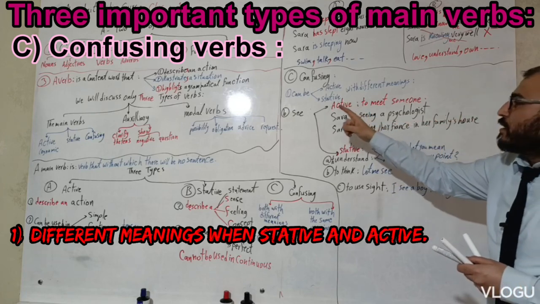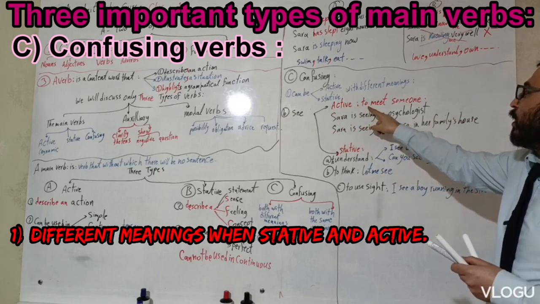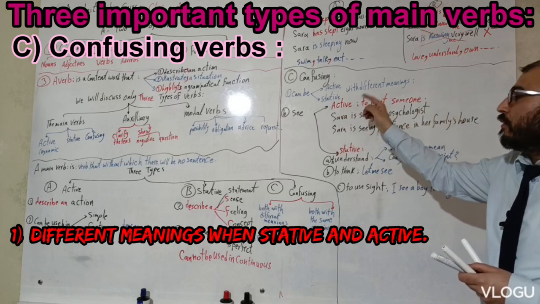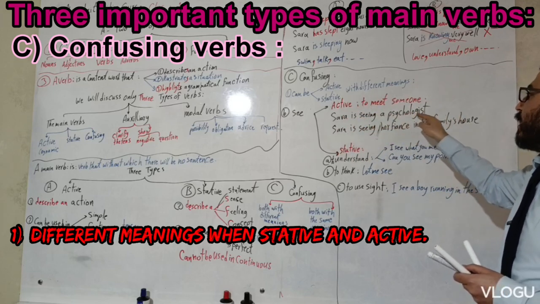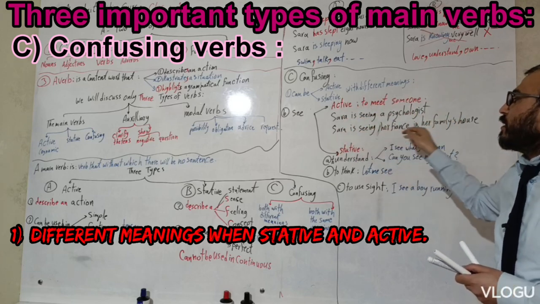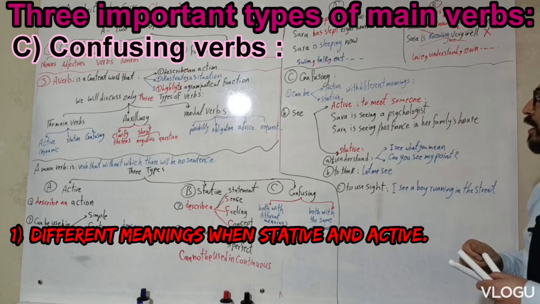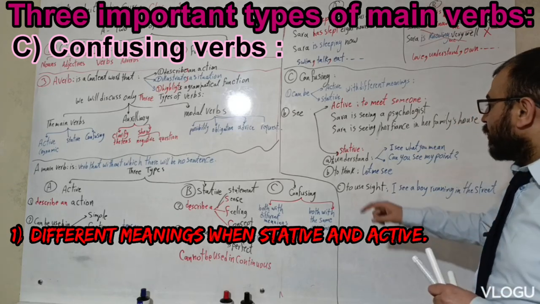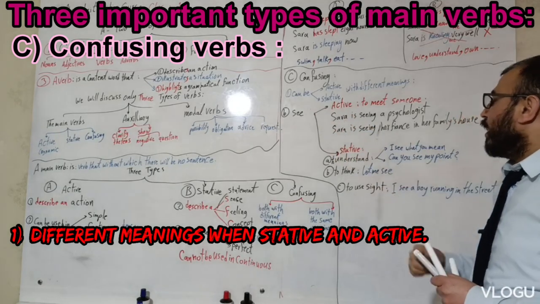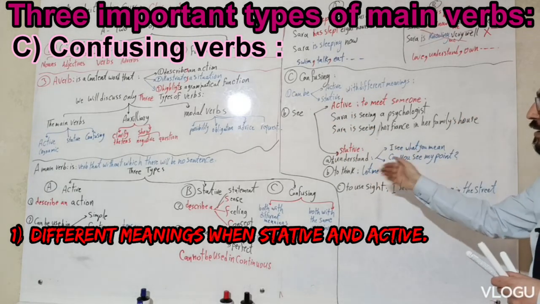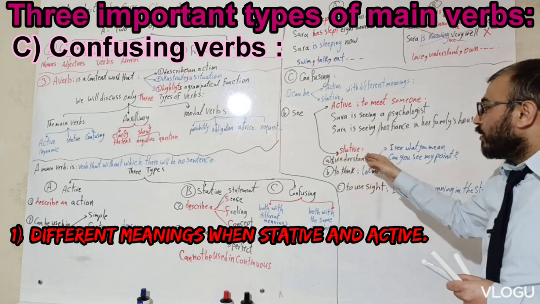Again, my friends, see can be used as an active verb. It means to meet someone. For example, a doctor. Here, Sarah is seeing a psychologist. Here, Sarah is seeing her boyfriend or her fiance in her family's house. On the other hand, my friends, see can be used as a stative verb, and here it has some meanings. The first one, to understand.